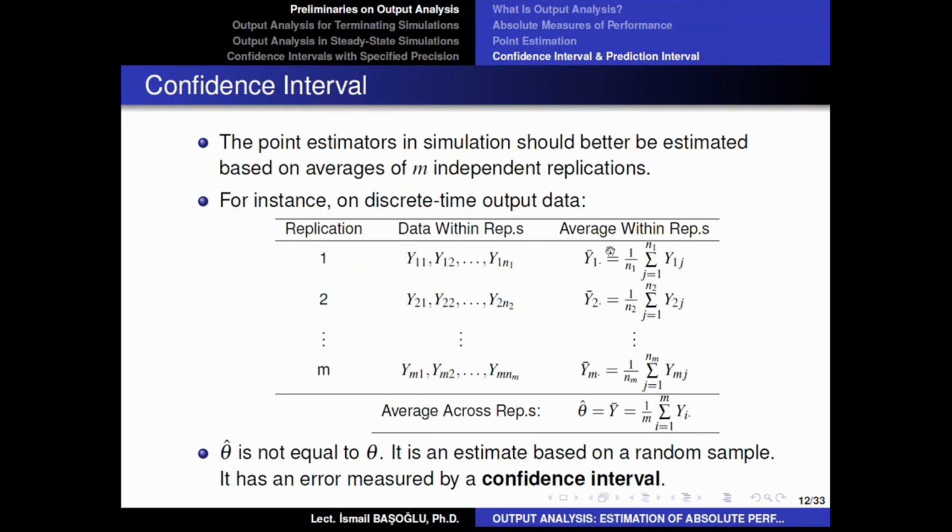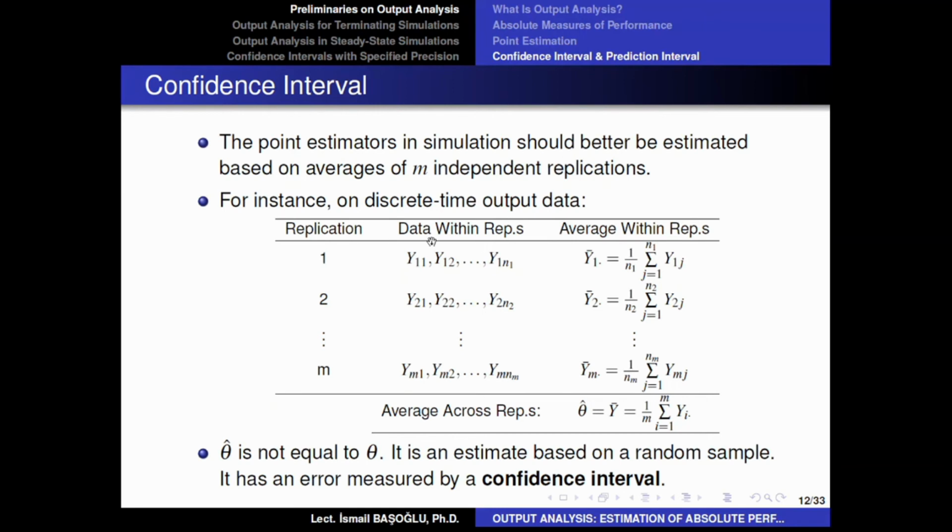Now, the averages within replications may not follow a normal distribution. Even though we are summing up these values and taking these averages, these averages within replications may not follow a normal distribution. Remember the central limit theorem. What does the central limit theorem say? It says that if you take the average of a sufficiently large number of independent random variables, then that average should be normally distributed.